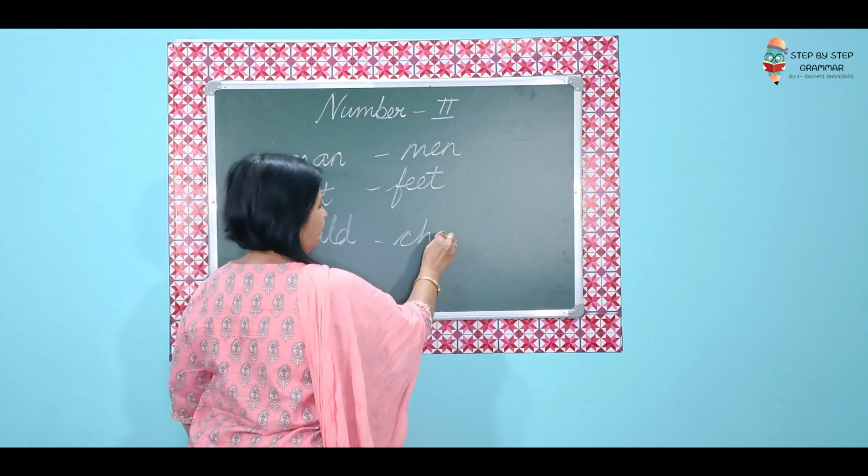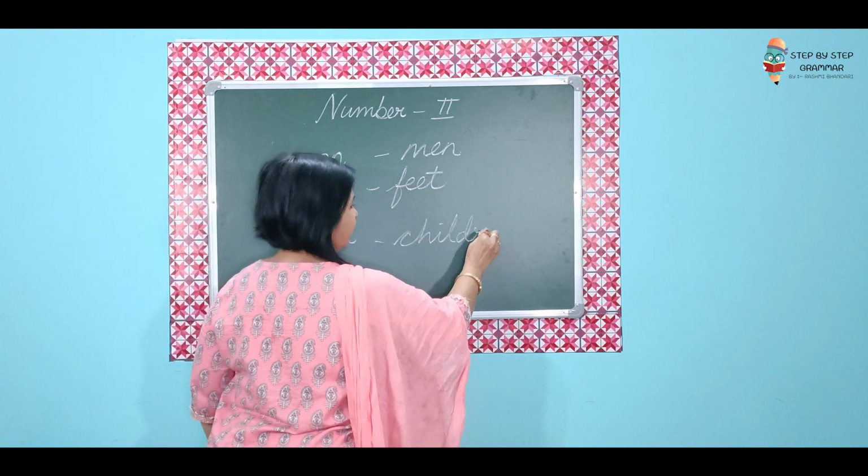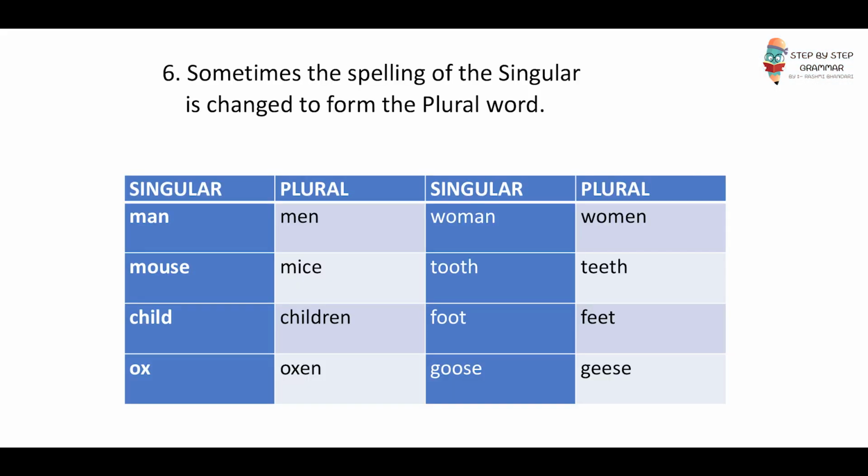Child, children. So again, some examples in front of you. Just go through them, and as you keep on reading more and more, I always tell you, your English will improve, your vocabulary will improve, and you'll get to know more words.